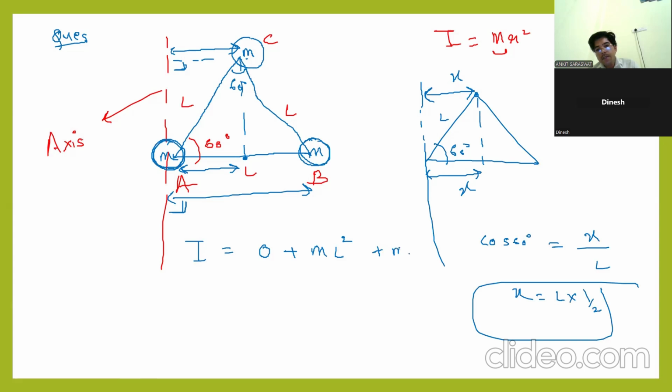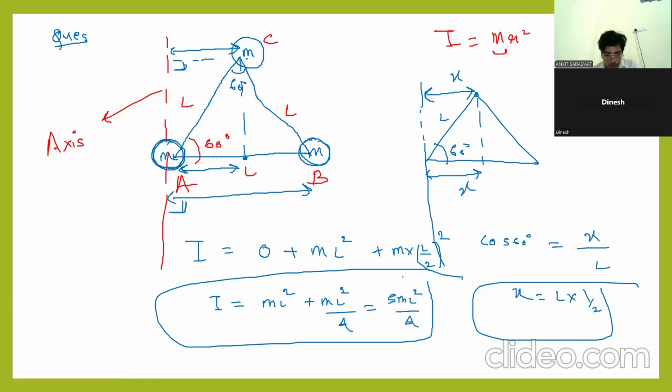So I can write M into L by 2 whole squared. Clear? ML square plus ML square by 4, so it will be 5ML square by 4. This is the answer. Sir, how did that 0 come? It is 0 because the axis is passing through this mass. The mass is here, so its distance from the axis will be 0.